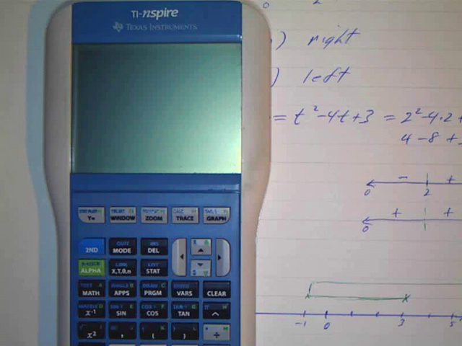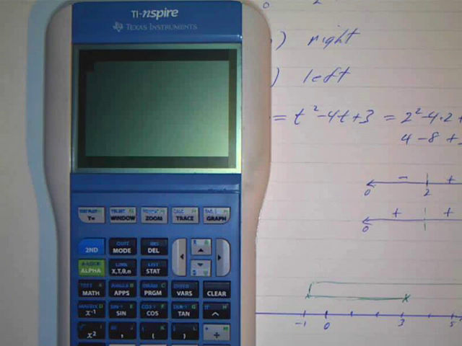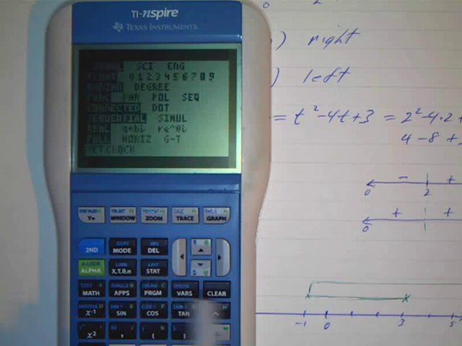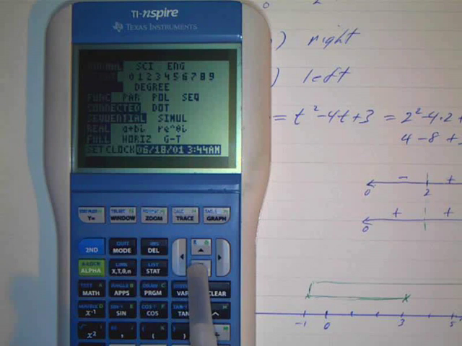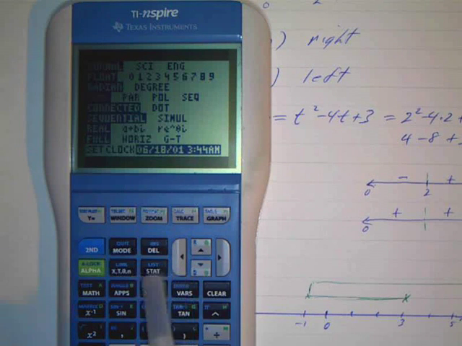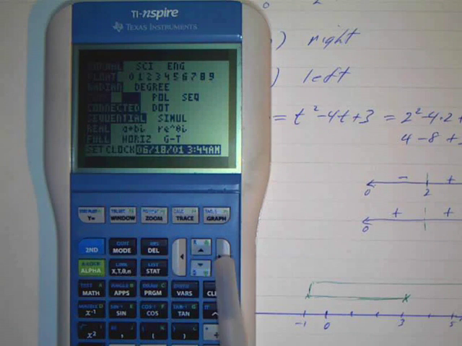So let's first of all turn our calculator on, and then go to mode. Go all the way down to where it says parametric, or where it says function. That's what we're normally on. Cursor over to where it says parametric and press enter. So now we're in the parametric mode.